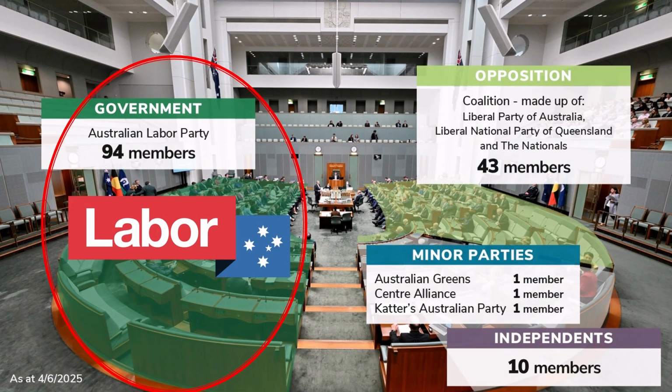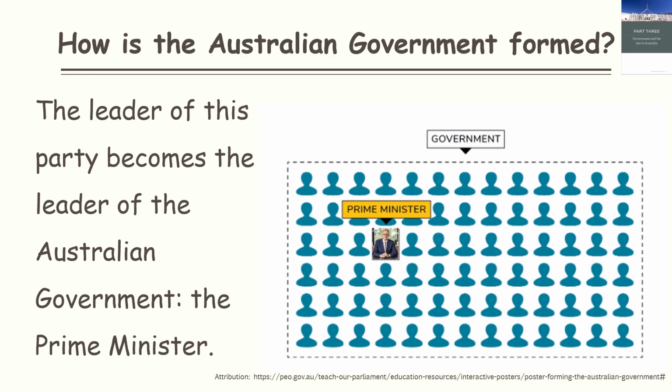At the time of this video's creation, the Australian Labor Party is the governing party in the House of Representatives. They have a majority government. The leader of this party becomes the leader of the Australian government, the Prime Minister.